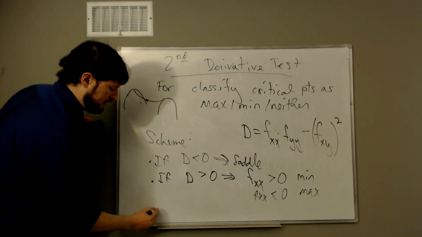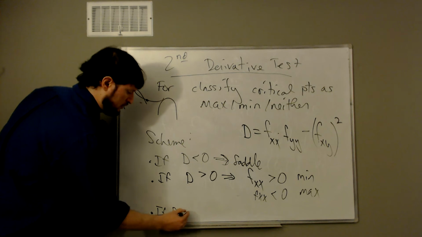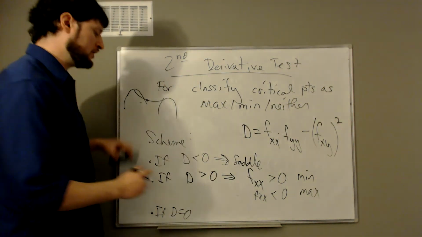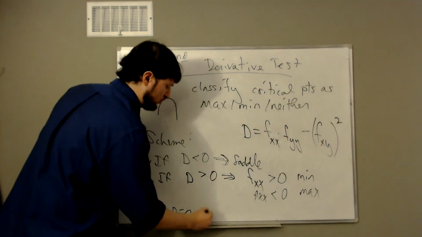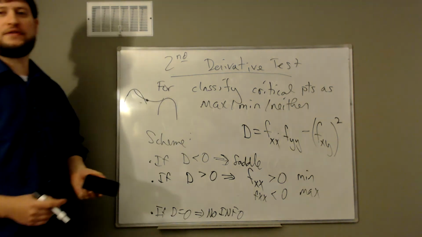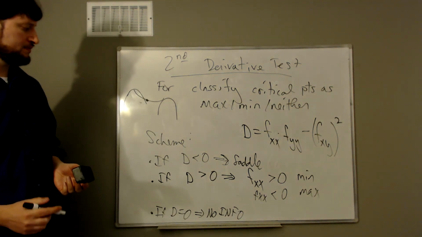And finally, if D equals 0, this is sort of like saying that the second derivative was 0 back in the Calc 1 case, and I can't make any conclusions about that. I have to do something else. I get no info out of that situation.